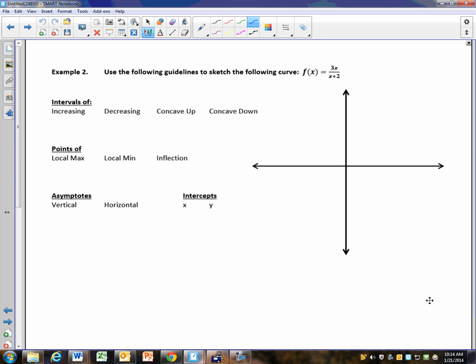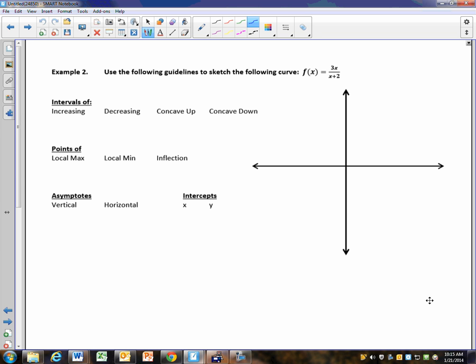Okay, here we go. On Friday, we did some curve sketching, and we didn't do anything new. I mean, that was stuff you've seen before. Now we're going to do a rational function, with a couple of pieces. We might even get to a trigonometric function, which will be fun as well. But here are the following guidelines to sketch this curve.